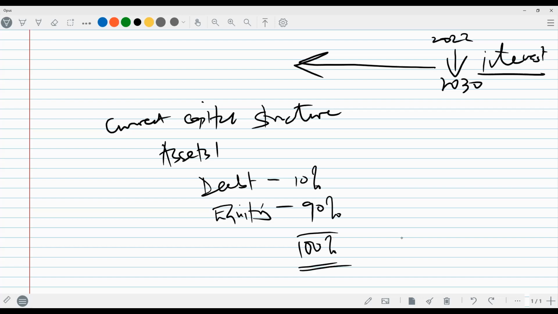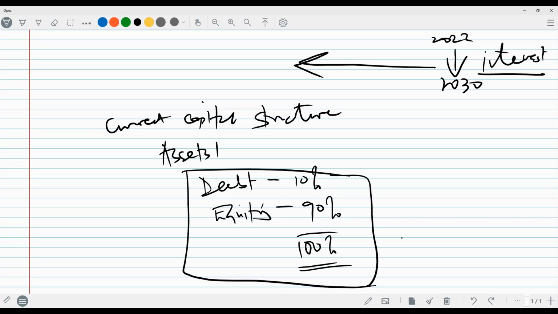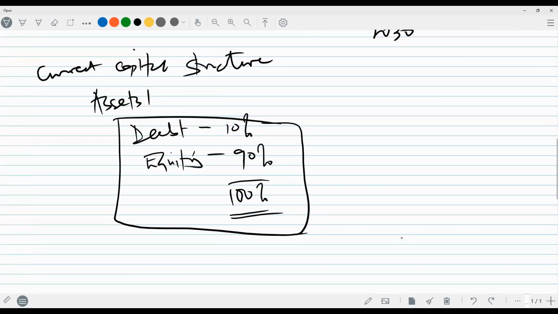So the idea is that at the end of the day, you can see this is 10%. How the company has financed its assets is what we refer to as the capital structure. So assuming this is the current capital structure, and the company has an optimal.